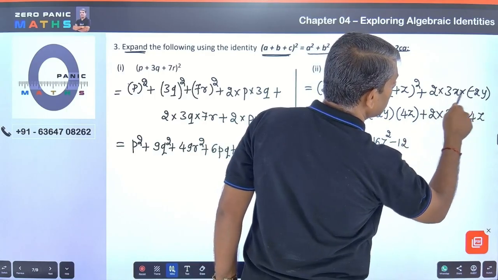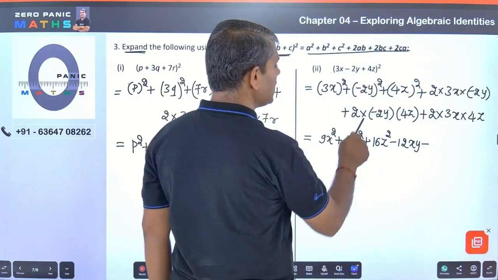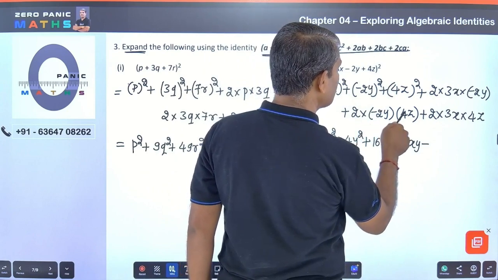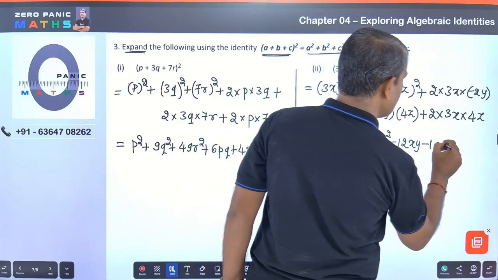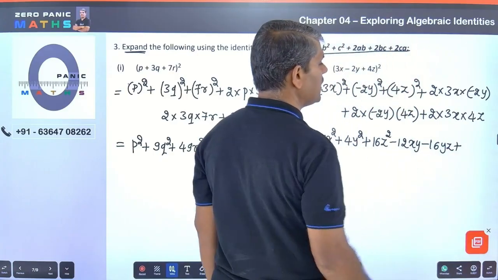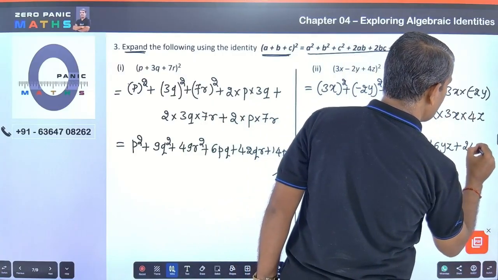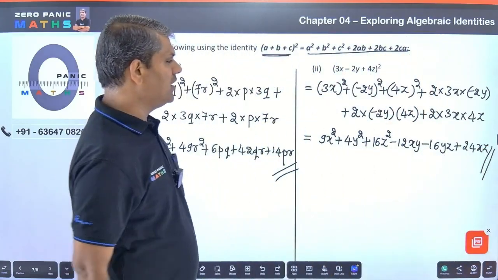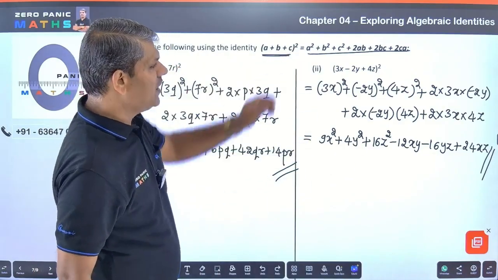And what are the variables? x and y. So minus 12xy. Next, again there is a minus here. 2 2s are 4, 4 4s are 16, that is minus 16, and the variables are yz. And there are no minus terms, so I can write it as plus here. 2 3s are 6, 6 4s are 24xz. This is the expanded version of the given expression by using this identity.